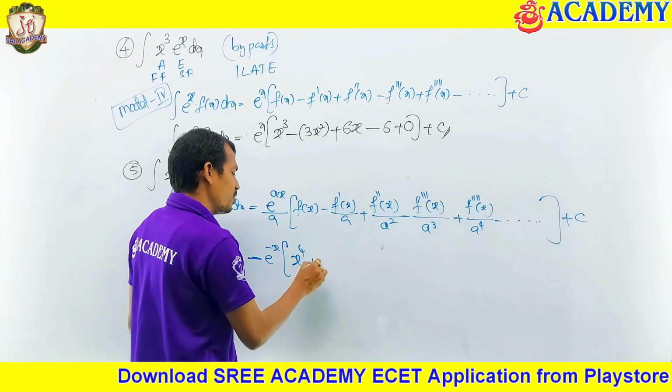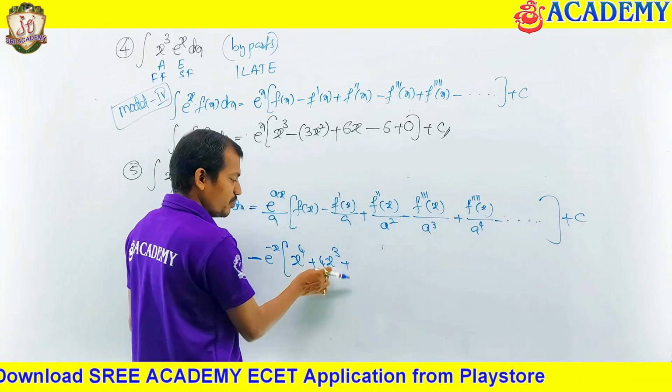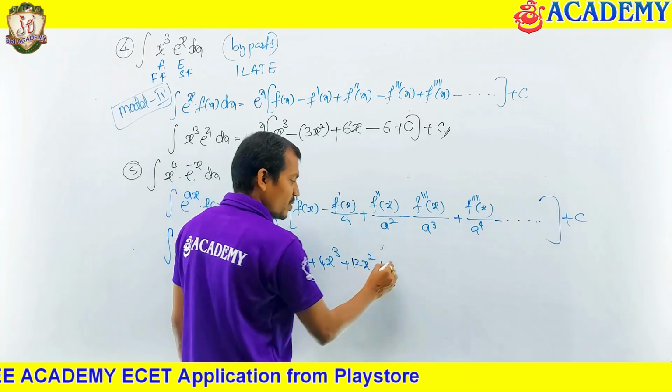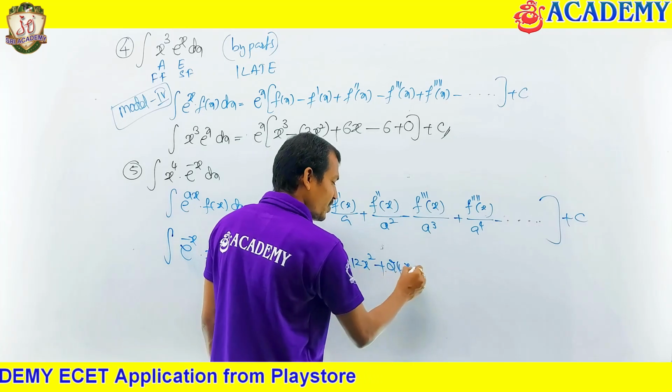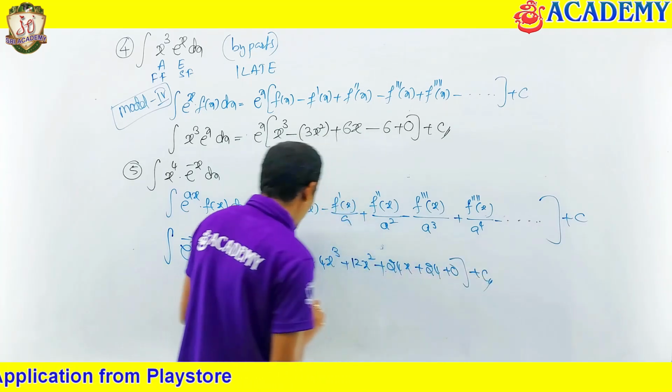x to the power of 4 plus 4x cube plus, x to the power of 4 derivative 4x cube, derivative 12x square, 12x square derivative 24x, derivative 24, derivative 0, plus c. All positives you will get.